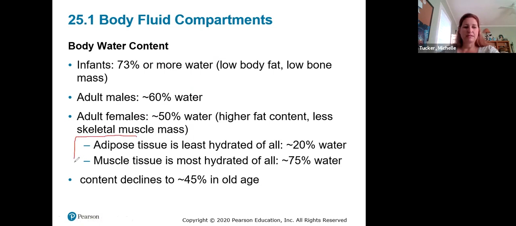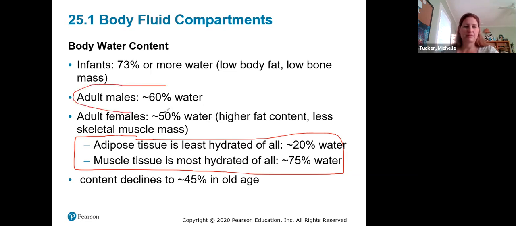Adipose tissue is the least hydrated tissue at 20% water. Muscle tissue is the most hydrated at 75% water. This content will decline with age, and this is due to change in body composition. Okay, so adult males are about 60%, adult females are about 50%. Adipose tissue is the least hydrated tissue, and skeletal muscle tissue is the most hydrated.